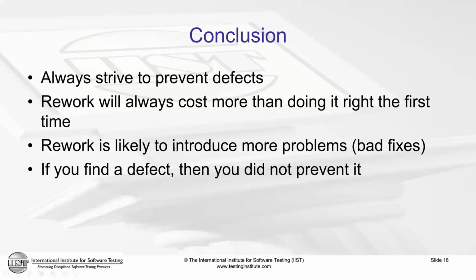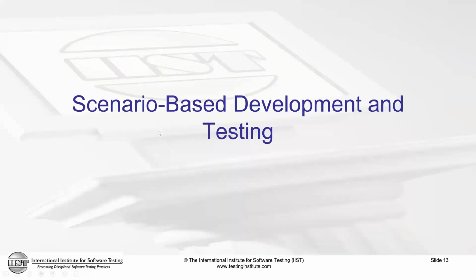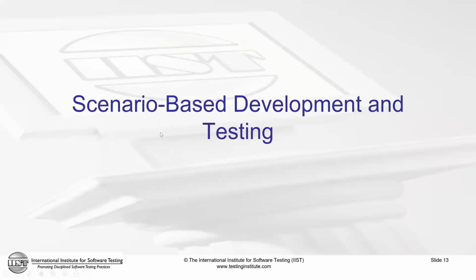My conclusion here: please, always strive to prevent defects, okay? Remember that rework will always cost more than doing it right the first time. So defect prevention is about doing it right the first time. People speak about how to do it right the first time, but they provide no way of doing that. The only way I know to do it right the first time is with the things I mentioned in the previous slide right here. Not the previous slide, but the ways to close the gap. Okay, this is how you do it right the first time.